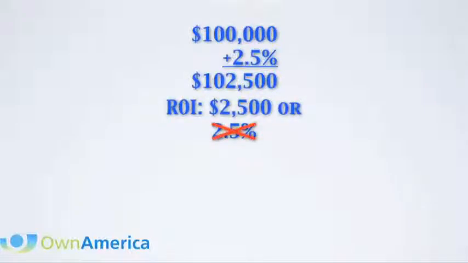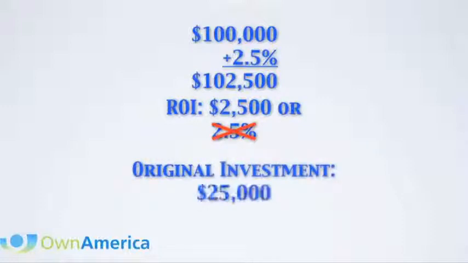Not right. The original investment was $25,000. That was your down payment. So you were able to leverage 100 grand worth of real estate for a 25 grand down payment. But the real estate went up by 2,500, so the actual return on investment was 10%, not 2.5%.